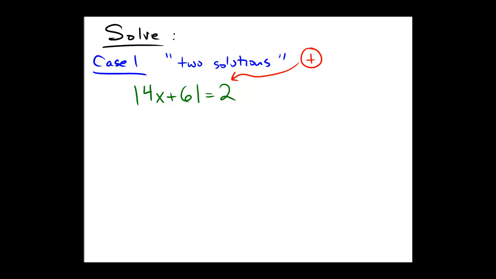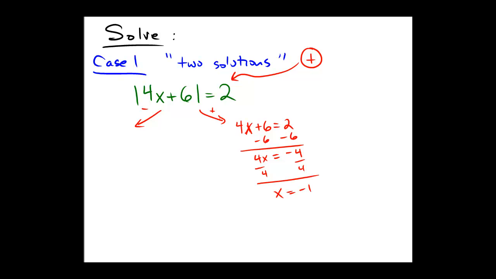There will be two solutions. I like to diagram them as my positive solution and my negative solution. The positive solution is to write down simply exactly what you see: 4x plus 6 equals 2, but with no absolute value sign. So it changes from an absolute value equation into a simpler linear equation. Now subtract 6 from both sides, negative 4 on the right and 4x on the left, then divide by 4, and x equals negative 1.